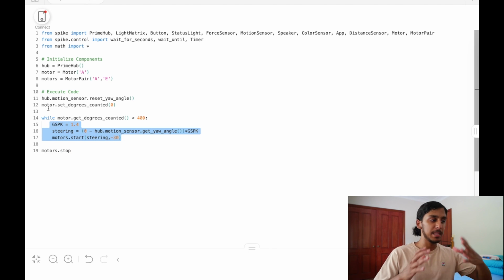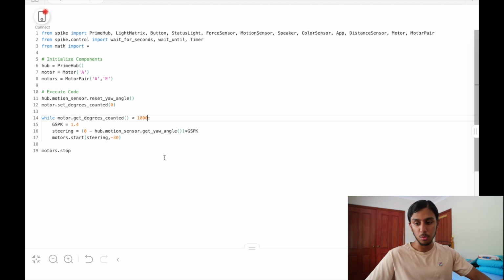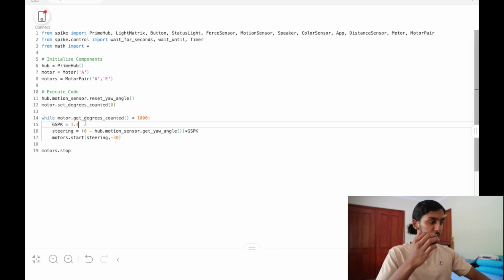Now, I haven't explained the parameters. So we're running it at 400 degrees. If you want to go higher, make this 600. If you want to go lower, make this 200. Let's test out 1000. So let's put this to 1000. For the GSPK, we've got our 1.4, which I've set for my robot is pretty good. Your robot may be slightly different. And then this motor.start, it'll take this steering command and it'll steer at a power.